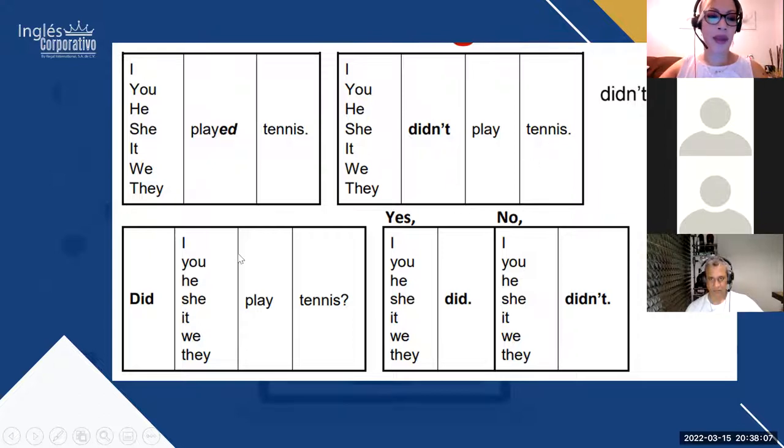Y complemento. Pregunta, la yes no question, la vamos a formar colocando el auxiliar did al principio de la pregunta. Luego el sujeto, que puede ser un pronombre o el nombre. El verbo en presente ya no lo conjugamos porque aquí está el auxiliar indicando el tiempo. Complemento y al final signo de pregunta. Para responder afirmativamente, acuérdense que siempre va a ir yes, luego el sujeto y auxiliar did. Si la respuesta es negativa, no, then subject and auxiliary didn't or did not.